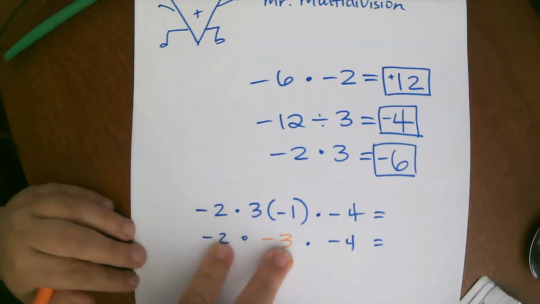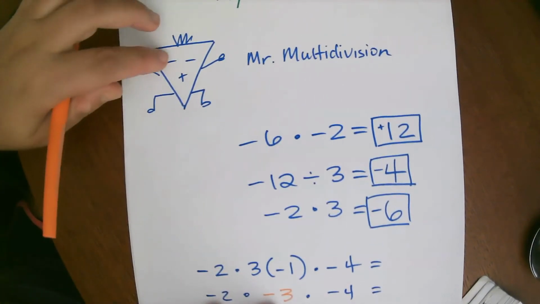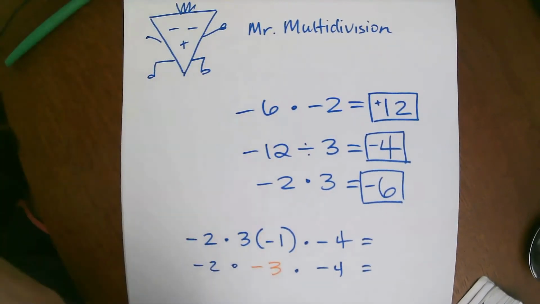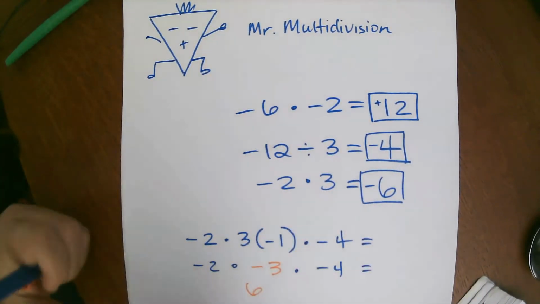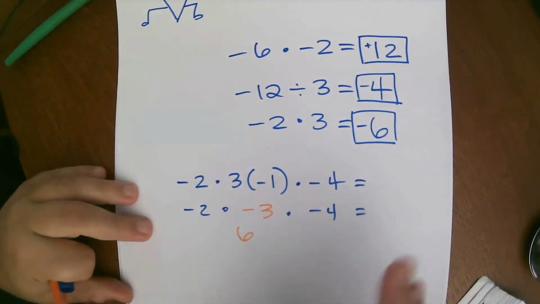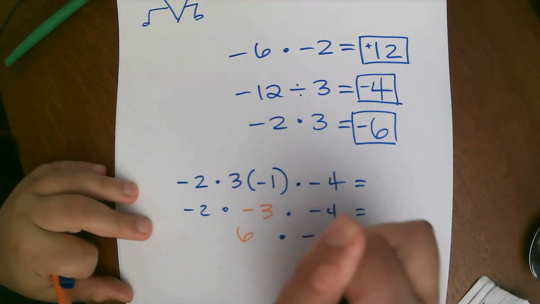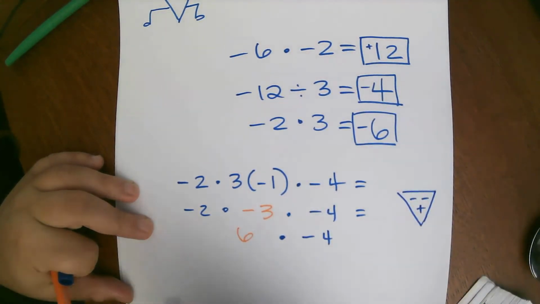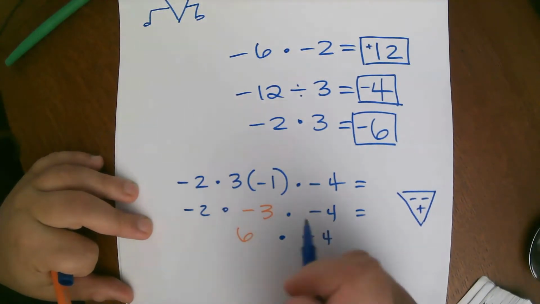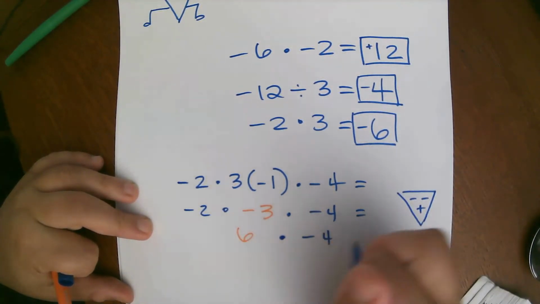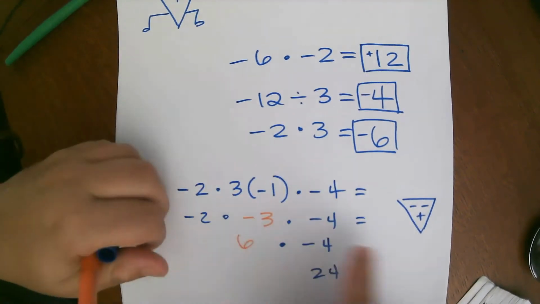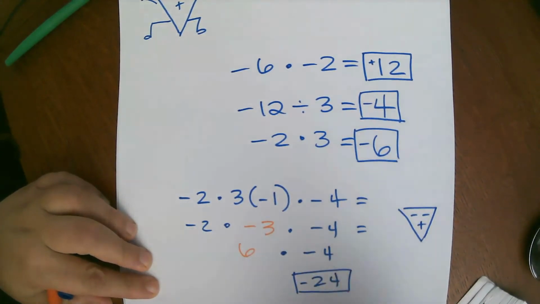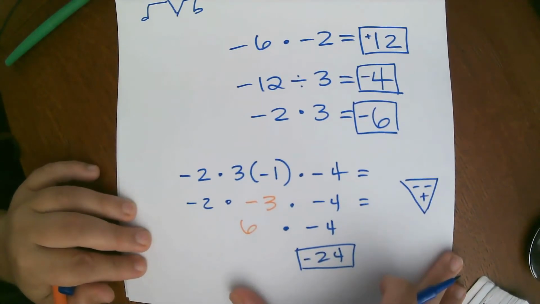Just keep multiplying from the left, right? So 2 times -3. Well, we have a negative and a negative. So that is a +6. And I'm going to draw my little guy over here, just so we don't have to keep moving my page up. And I can draw him anywhere I want, right? So now I have 6 times -4. So 6 times -4, well, 6 times 4 is just 24, right? And then 6 is a positive, 4 is a negative, so that's going to be a -24. So your answer is a -24.